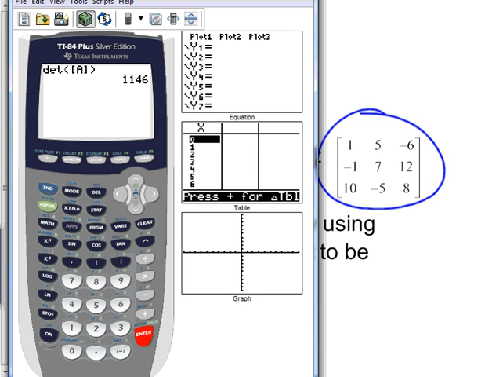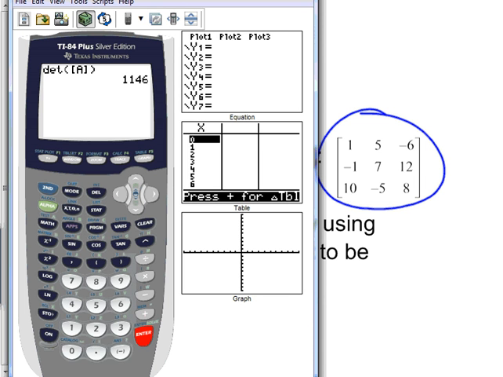Do you remember what that means? Do you remember it'll be fine as long as that's not what? 0. If the determinant had come out to 0, that'd be a big red flag that this matrix isn't going to play nice. I'll do that again.